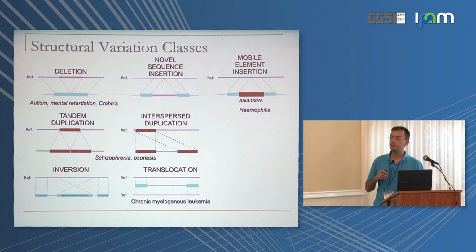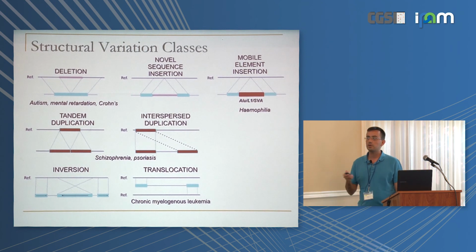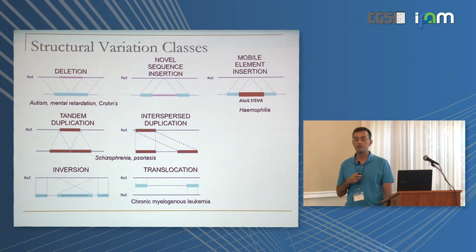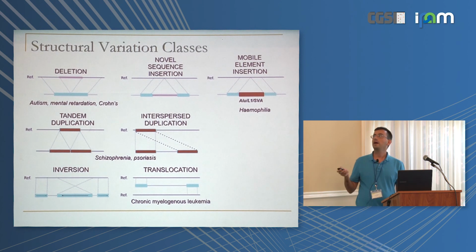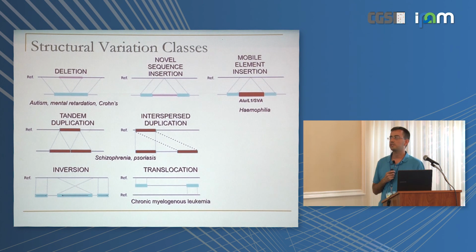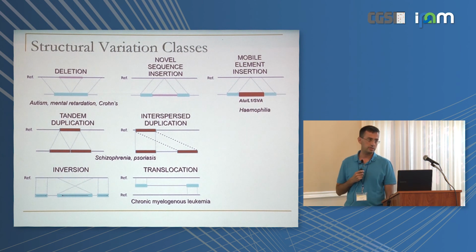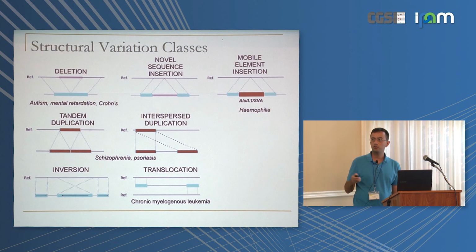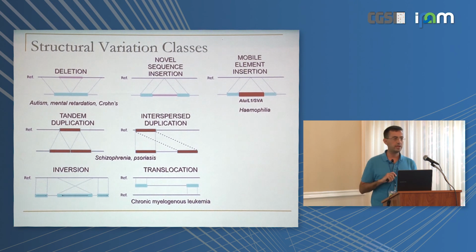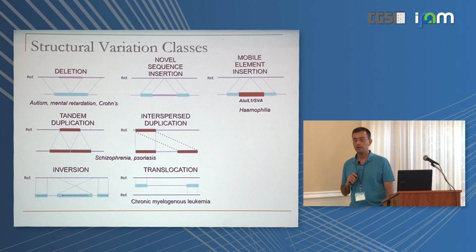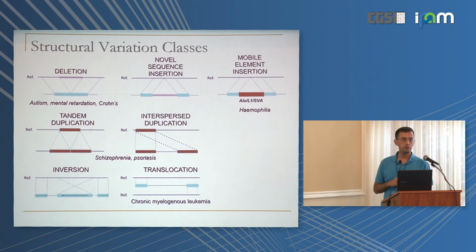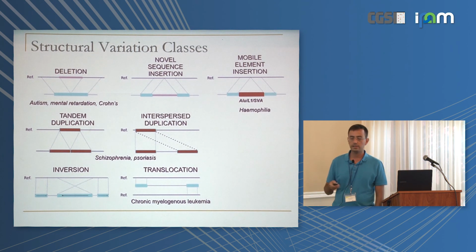It can be deletion of some DNA, which is associated with autism, mental retardation, and Crohn's disease. Novel sequence insertion, so this is sequence that is not represented within the reference genome. Mobile element insertion, so these are the copy-paste events of known sequences such as Alu, L1, and SVA, which is associated with hemophilia, for example. Or duplications in tandem, or duplications in interspersed structure, which is associated with schizophrenia and psoriasis. And there are also inversions and translocations of DNA, which is associated with leukemia, and this is very common in cancers.